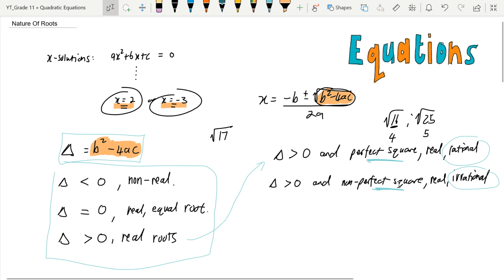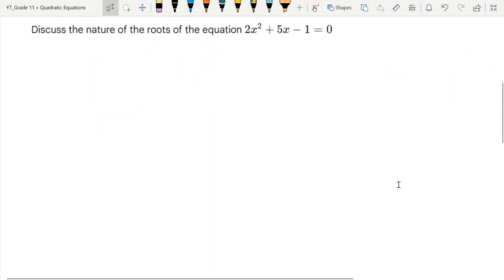Let's look at 2 examples. Discuss the nature of roots. So they're telling us very clearly what we're supposed to do. They can change the language slightly and say, discuss what the roots are like. And you must be able to pick up that we're dealing with nature of roots. So discuss the nature of roots for the following equation.